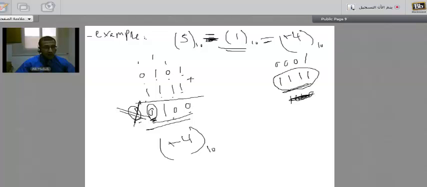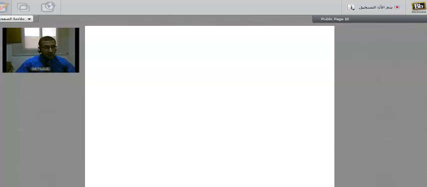Can you see our work is correct? The methods are different, but you should get the same result. Now let's take another example, the one we dealt with earlier. If we have 5 in decimal minus 6 in decimal, we know the result should be minus 1 in decimal. Now let's convert this number to its complement. This number is 0, 1, 1, 0, which is 6.